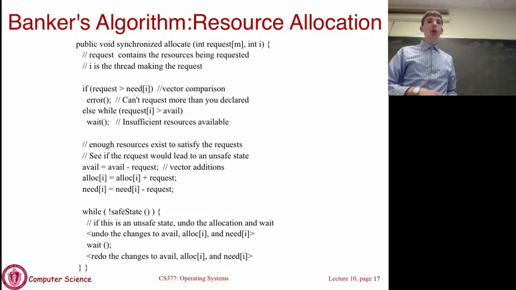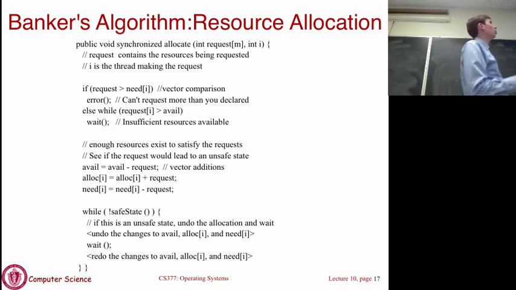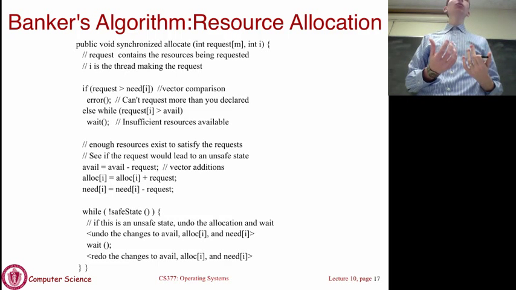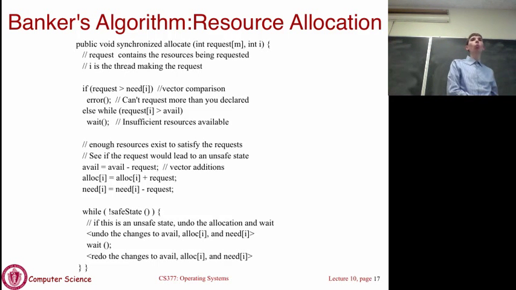So what's going to happen is when you request to be allocated a resource, in this case we're going to have some thread i that's making some request, and its request is essentially saying how many of each of the resources do I want right now. So maybe I want 2 copies of resource 1 and 5 copies of resource 2, and that's my request. That's why it's an array of requests.